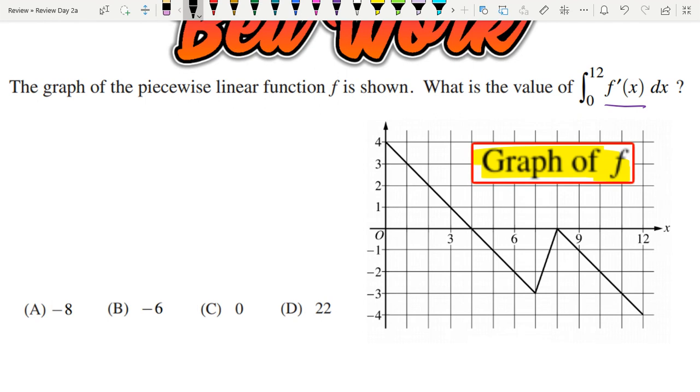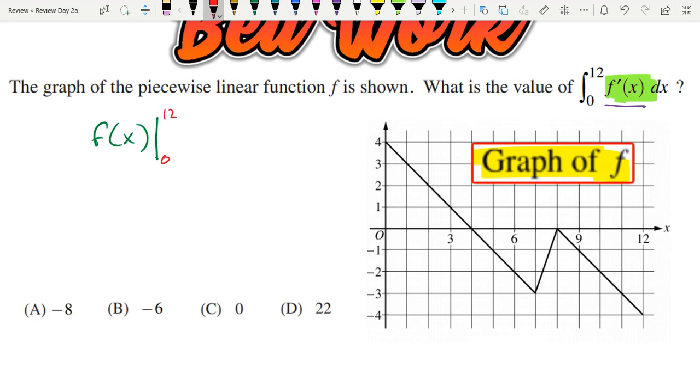If I asked you to find an integral, what would you do with the function? What do you do with a function when you're doing the integral of it? Antiderivative. Everybody agree with me? You would find the antiderivative. What is the antiderivative of f prime of x going to be? F of x. That is the antiderivative. And then you would then evaluate that thing from 0 to 12.